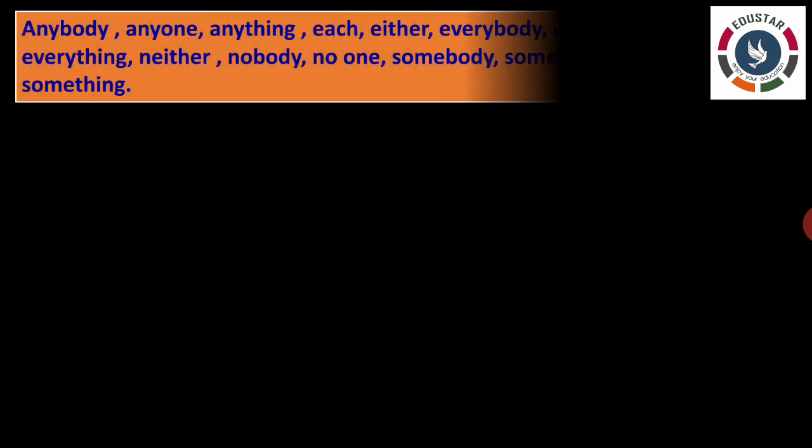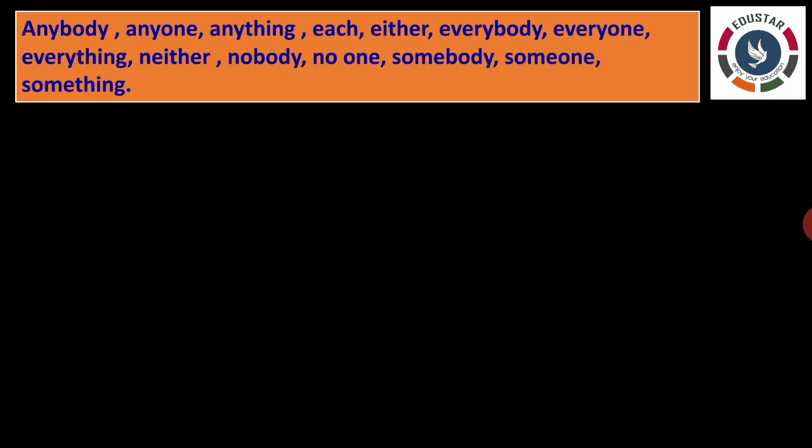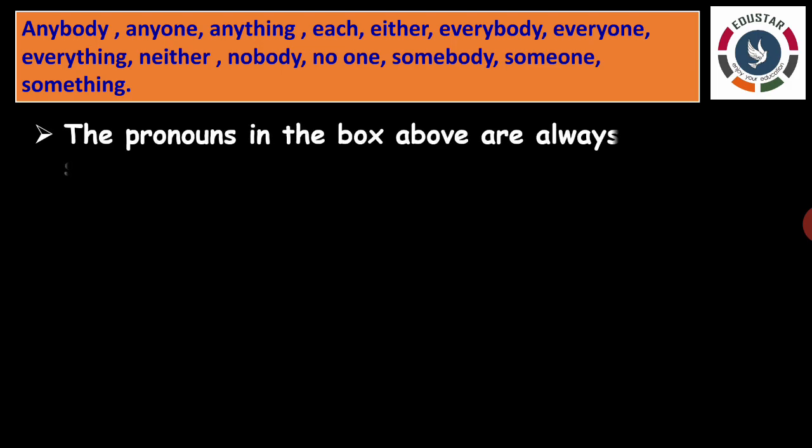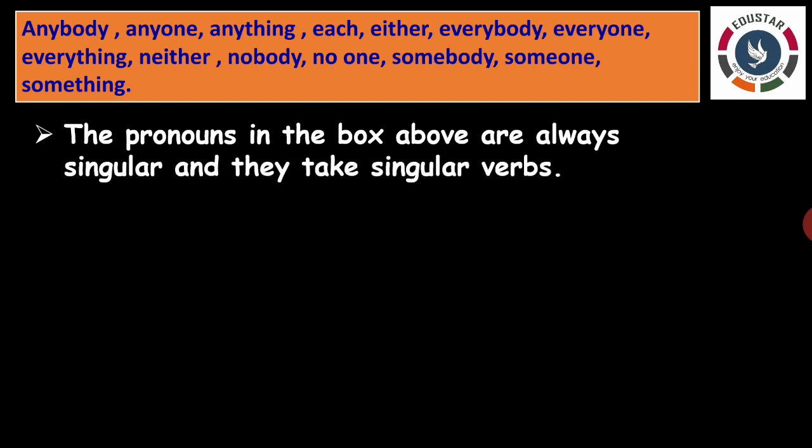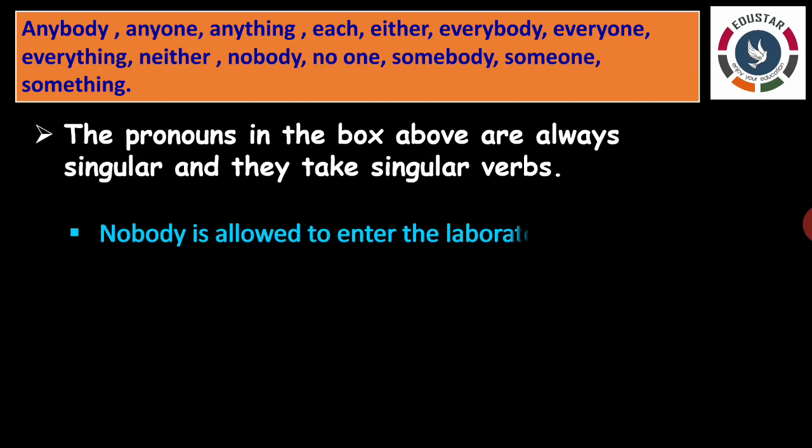Now let's move on to the next one. So I have given a box. See what I have given there. Anybody, anyone, anything, each, either, everybody, everyone, everything, neither, nobody, no one, somebody, someone or something. So what are the words? Why have I given them here? The given words are pronouns. The pronouns in the box above are always singular in subject, so they take only the singular form of verbs. Now, let us see this with examples.